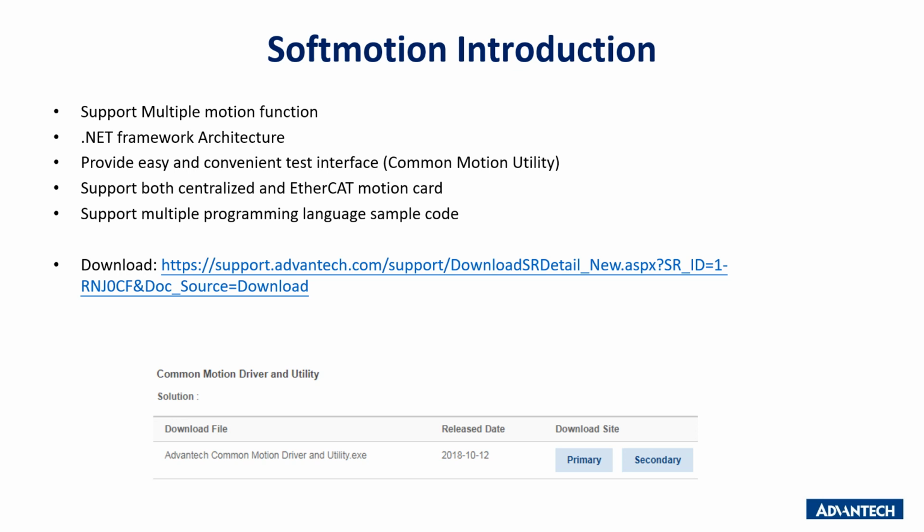Advantech Softmotion supports multiple motion functions, as we mentioned on the last page. It uses the .NET framework architecture, provides an easy and convenient test interface, the common motion utility, and also supports sample code in multiple programming languages. With these tools, users can decrease their development time and finish their programs easily. In the following pages, we will talk about the common motion utility.